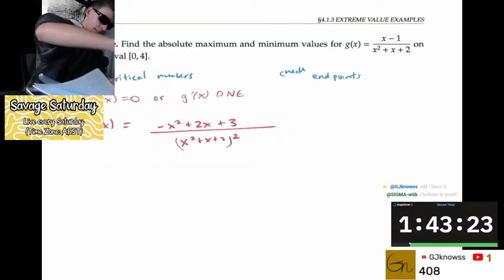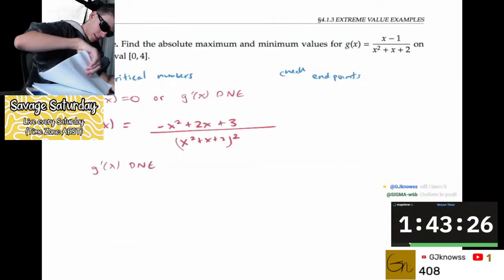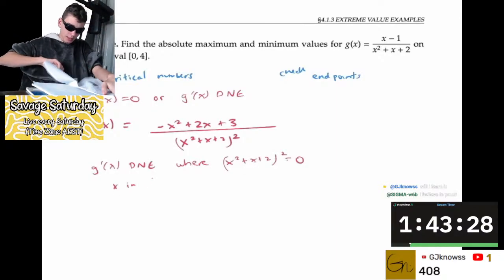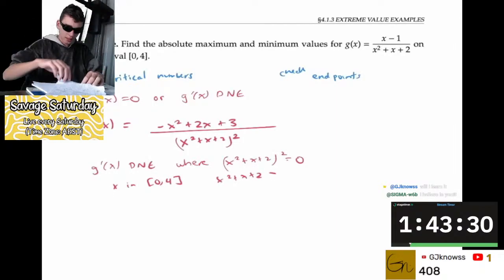Now the only way that g prime of x could not exist is if the denominator is 0. But on our interval, where x is between 0 and 4, x squared plus x plus 2 is always greater than or equal to 2.